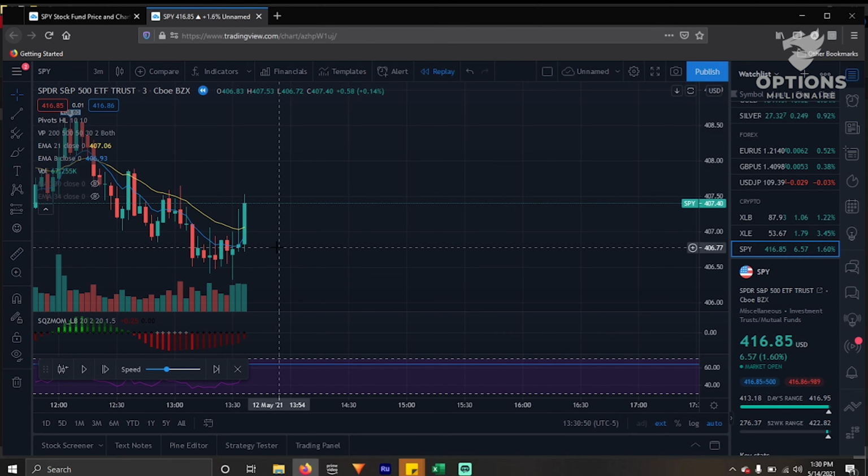There's two ways to play this. You can wait for the 8 and 21 crossover. However, you may give back some profits here because you have to wait. Now, this is a 3-minute chart, by the way. You do have to wait for them to cross over if you're playing the crossover.